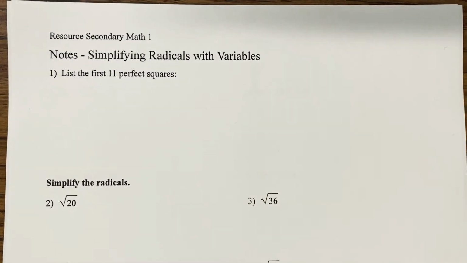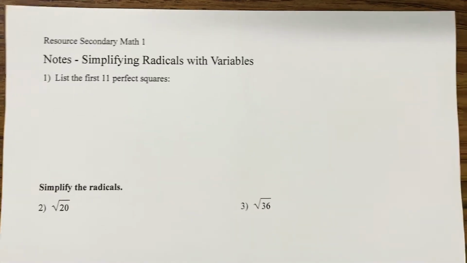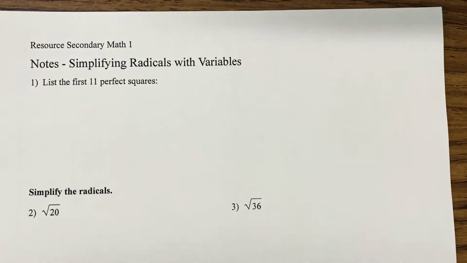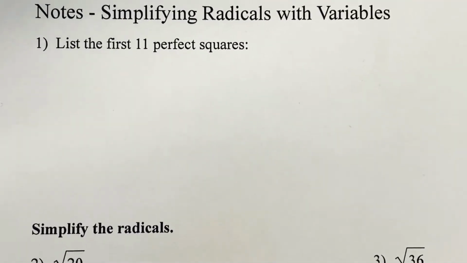All right, Secondary Math 1 class, we are going to be talking more about simplifying radicals. Today we are going to add in some variables with those. So let's get right into our notes. So for number 1, and I know we've done this like 4 times, but it totally helps.